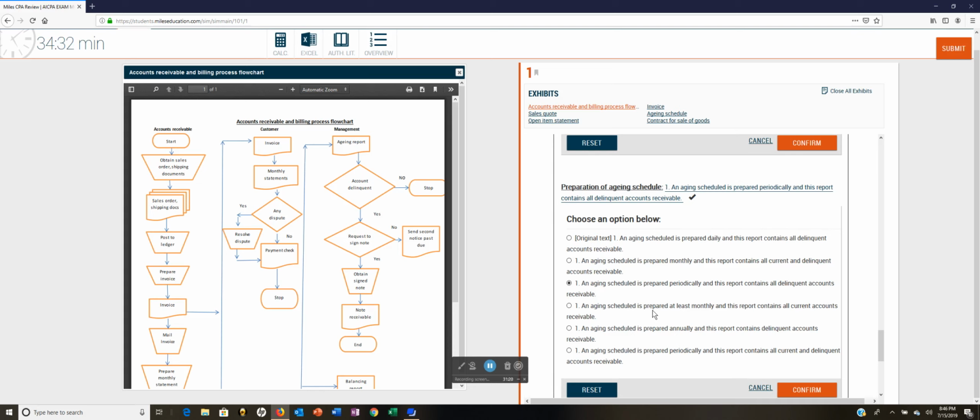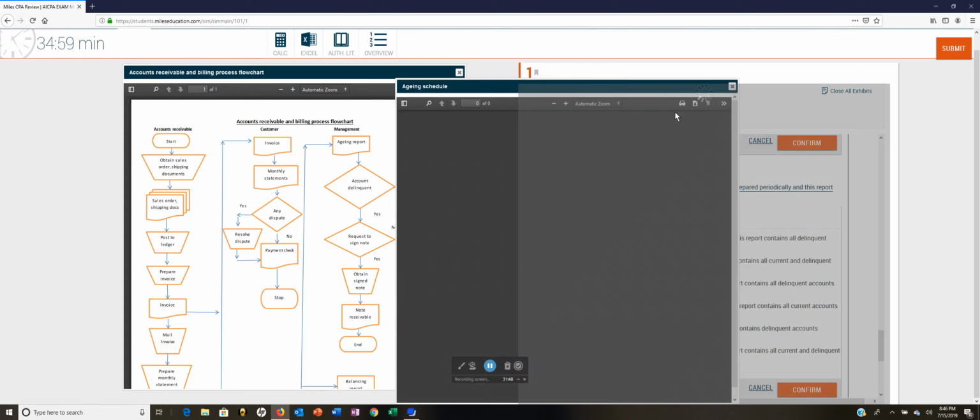How about this one? An aging schedule is prepared at least monthly, and this report contains all current accounts. An aging schedule is prepared annually. No, that's not right. You're going to do it monthly or periodically, but you're not going to wait annually. And then this one, an aging schedule is prepared periodically, and this report contains all the current and delinquent accounts receivable. That actually looks like the right answer, but let's look at their aging schedule up here.